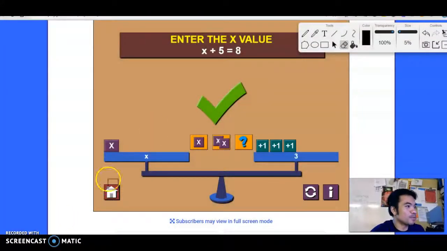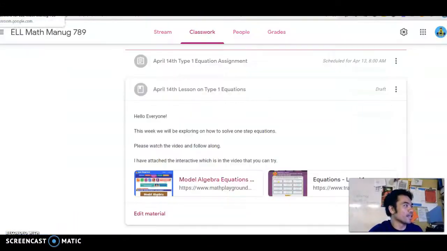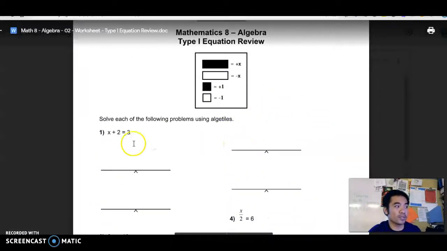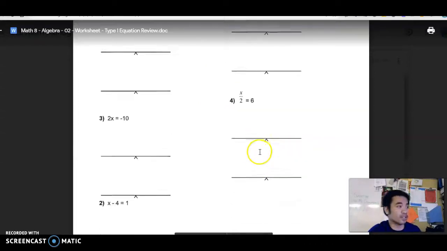So, that is pretty much our lesson for today. Okay? So, I'm going to quickly show you. Go back again to Google Classroom. So, your assignment is on here. So, make sure you try them out. See? This is what we've been doing earlier.